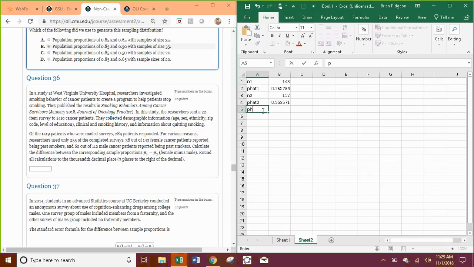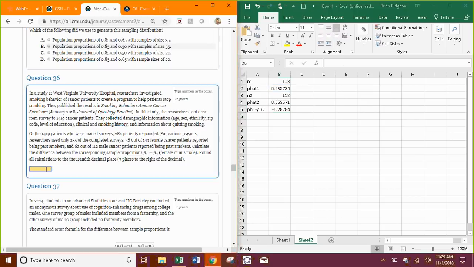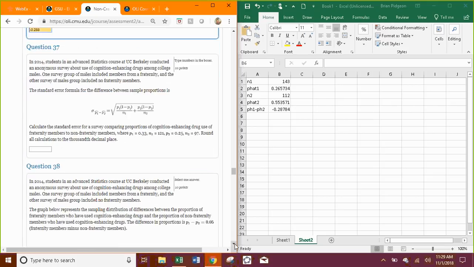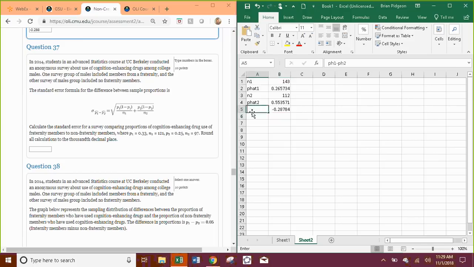Calculate the difference between the corresponding sample proportions. So the difference is p hat 1 minus p hat 2. Wait, let's see. We want female minus male. Yes, so it'll be p hat 1 minus p hat 2. To 3 decimal places, so negative 0.288.